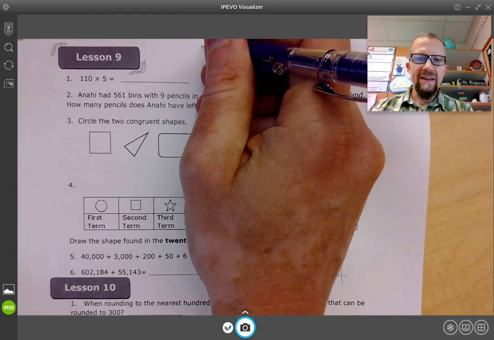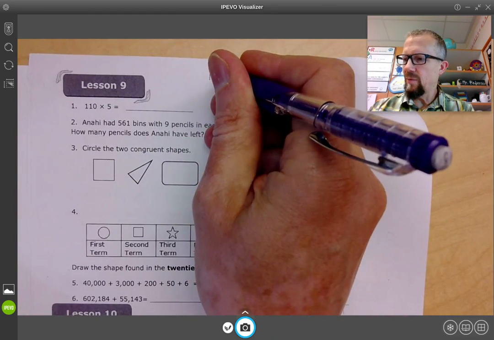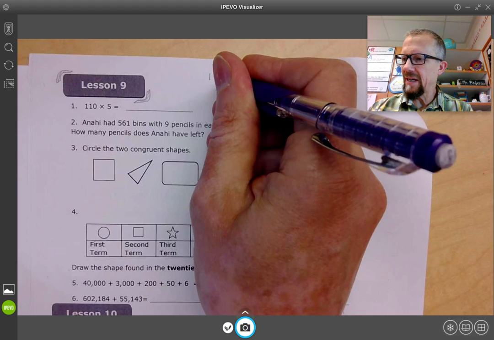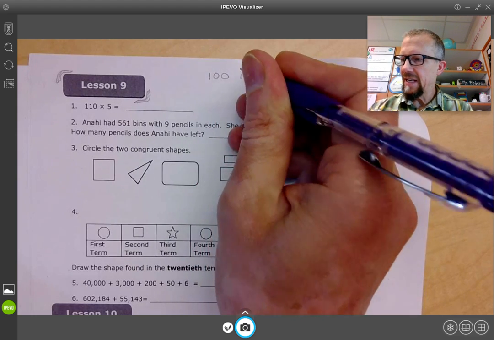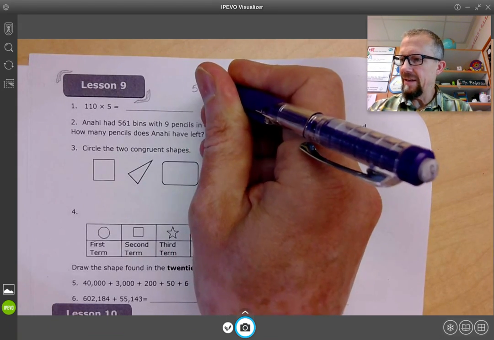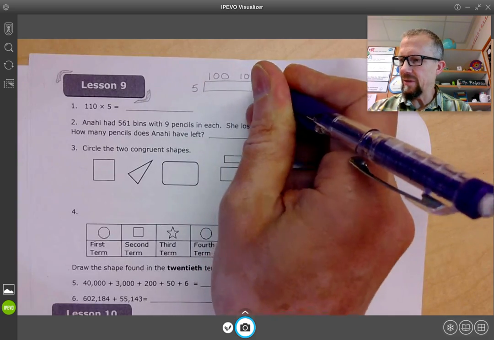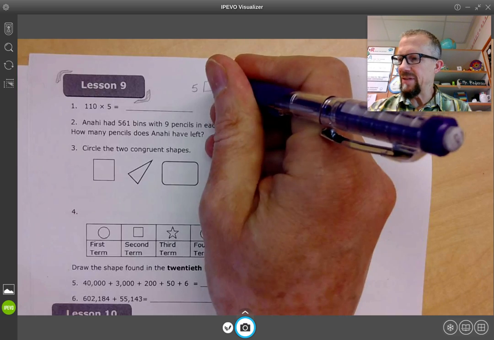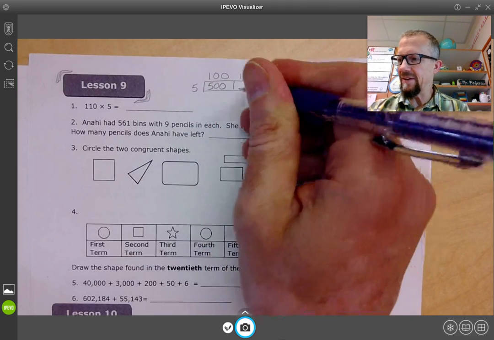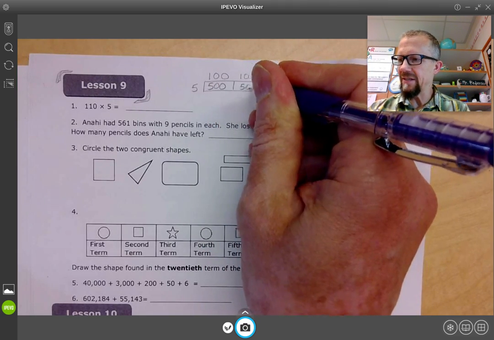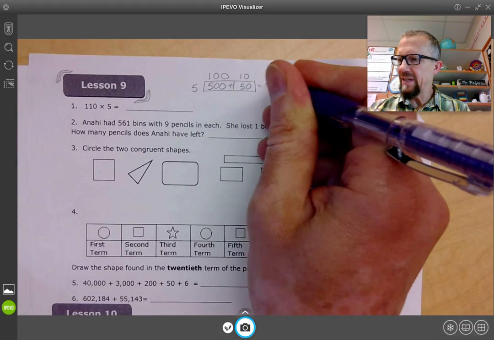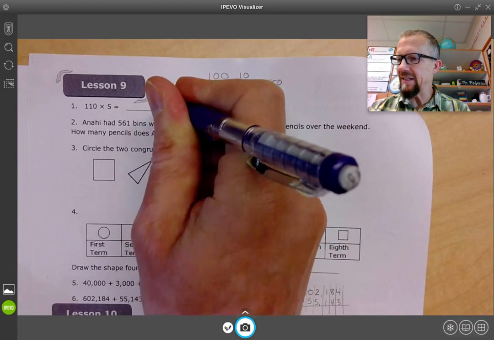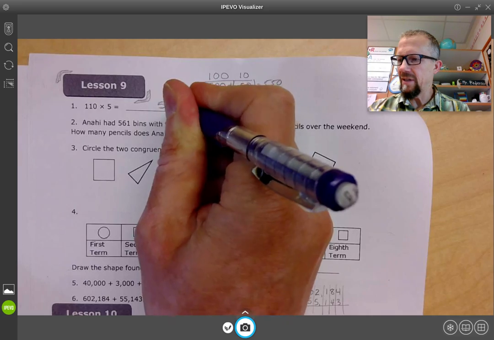So we have been talking about breaking these numbers up, 110, and then multiplying the two parts, in this case by 5. 5 times 100 means 5 groups of 100. That's 500. And of course, 5 times 10 is 50. Add those up and we get 550.